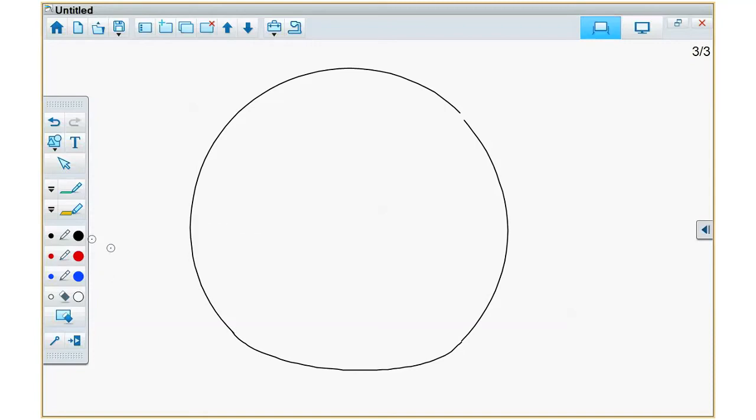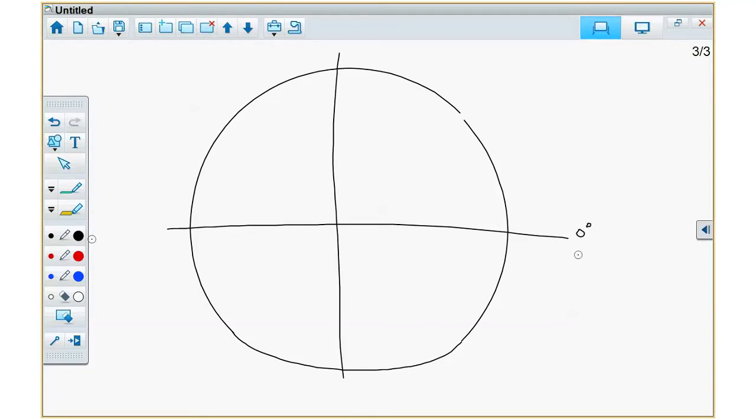You always want to start with the first quadrant. And all you got to remember is this is 0 degrees and 360 degrees. And this is 90 degrees. And then this is 30 degrees. This is 45 degrees. And this is 60 degrees.